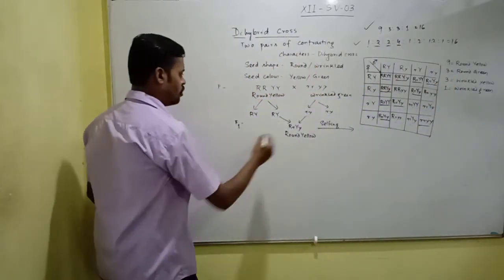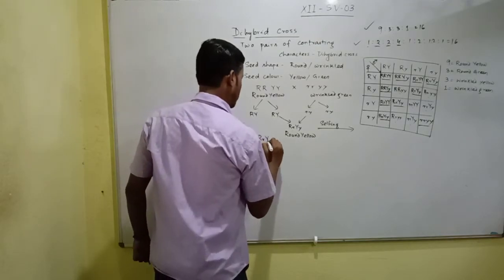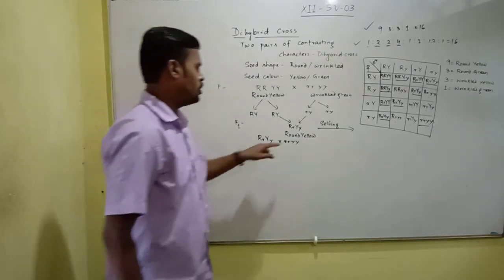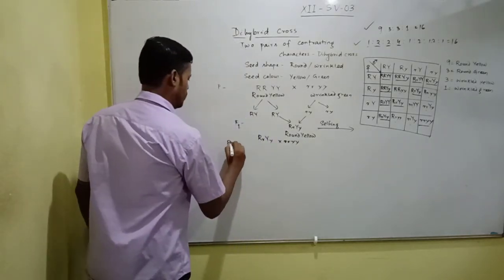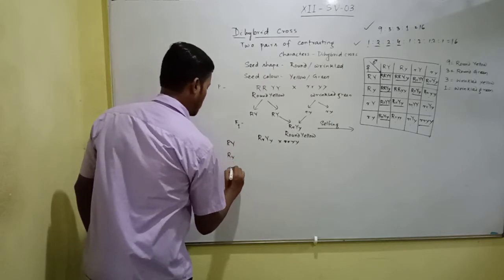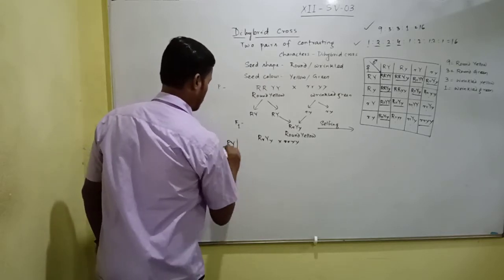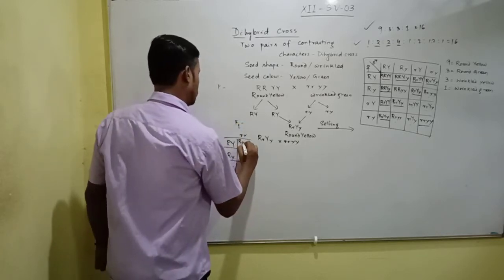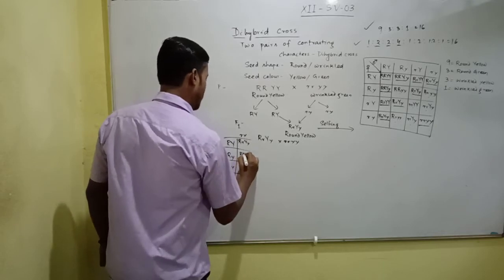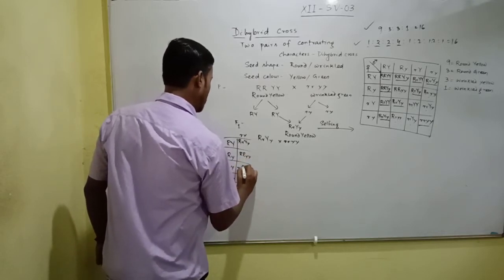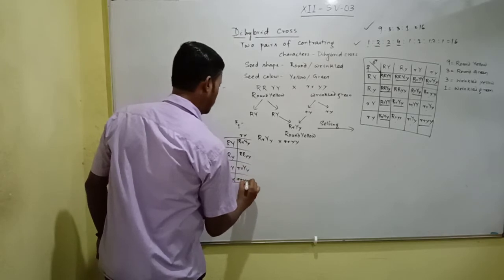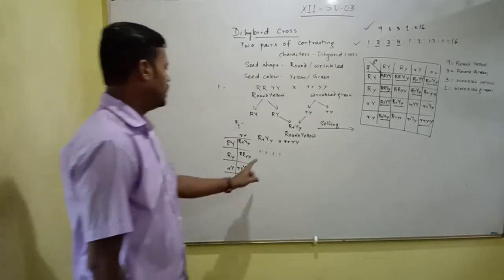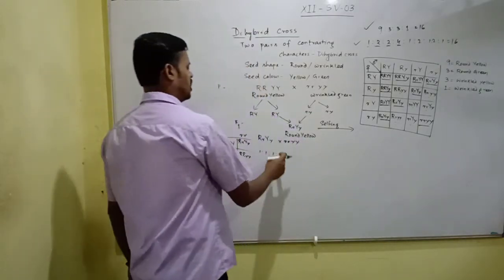So test cross also. So what will be the test cross? This will be the test cross. F1 hybrid crossed with the recessive parent. So again 4 types of gametes, but here it is only one type of gamete. So your round yellow, round green, wrinkled yellow, wrinkled green. 1:1:1:1. So this will be the test cross ratio 1:1:1:1.